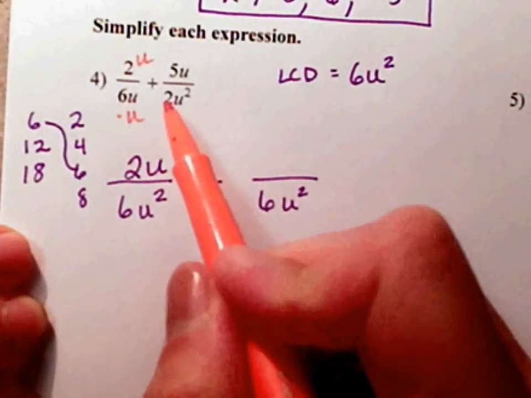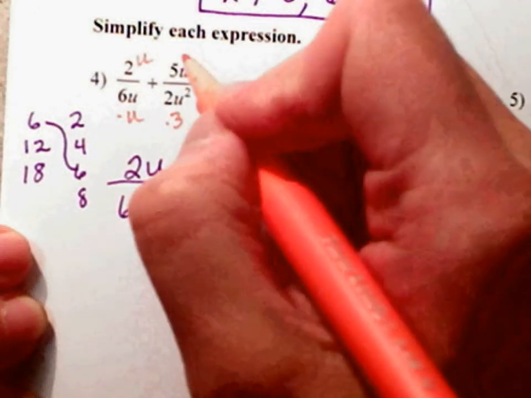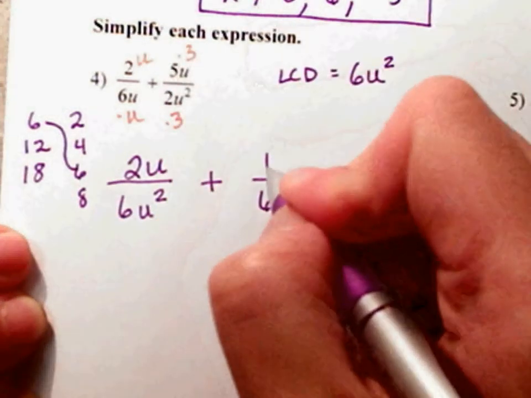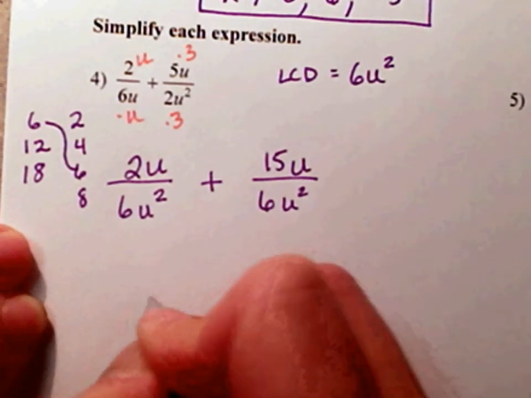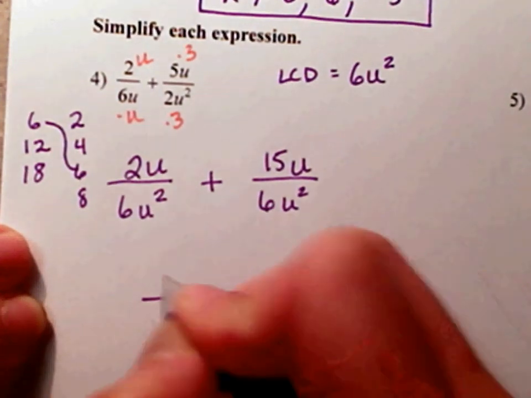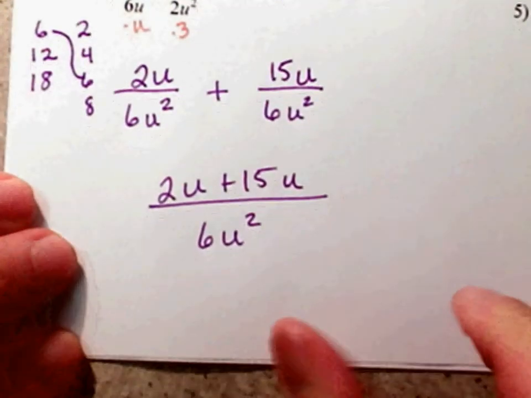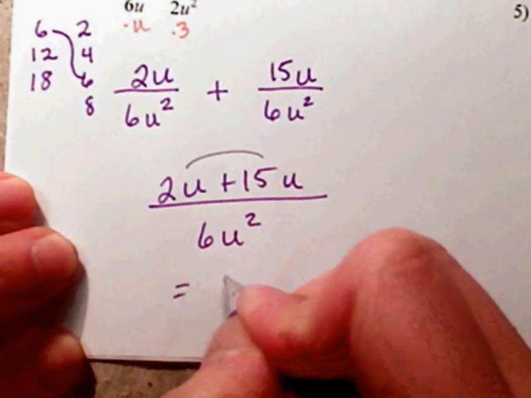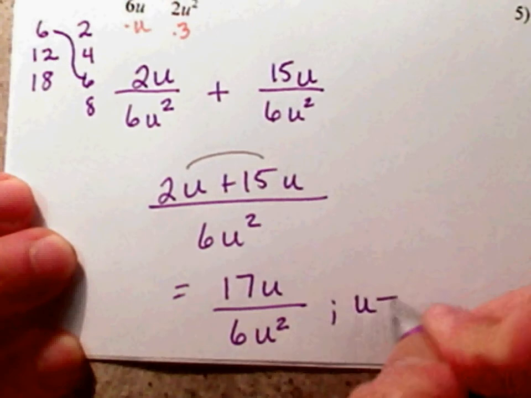2 goes into 6 how many times? 3. U squared and u squared, so I'm going to multiply the numerator by 3. So 3 times 5 is 15u. Since they have a common denominator, I can write that as 1, and so you're going to go 2u plus 15u. Okay? Combine your like terms. What is 2 plus 15? That gives you 17u over 6u squared. And u cannot be 0.